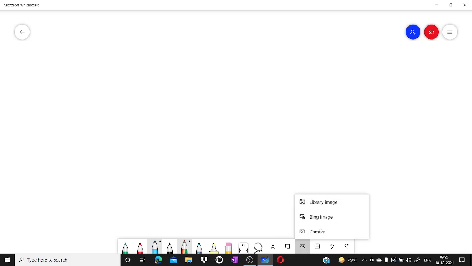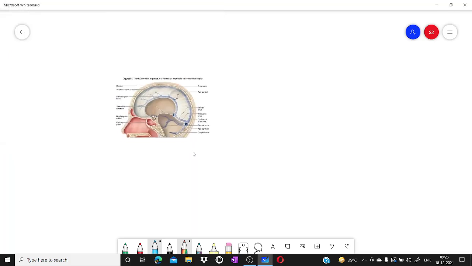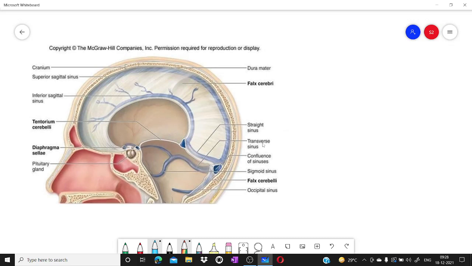Next picture. So you can see the sinuses which are related to the falx cerebri here. You can see a sickle-shaped dural fold here. This is the falx cerebri, which is separating the two cerebral hemispheres, and the sinuses related to the falx cerebri are the superior sagittal sinus, and this is the inferior sagittal sinus, and here you are able to see the straight sinus.